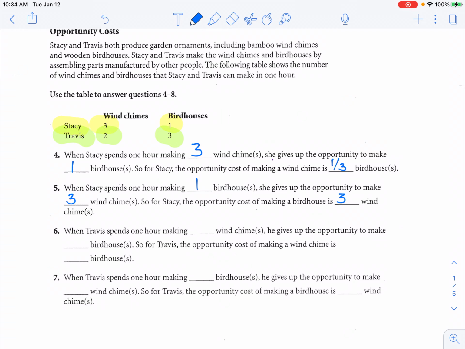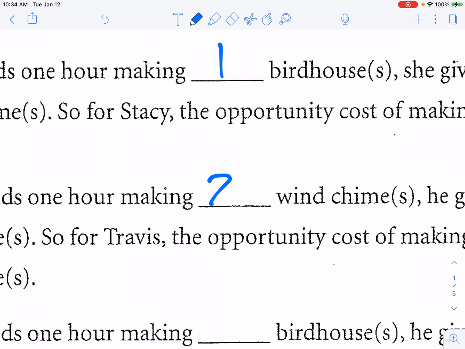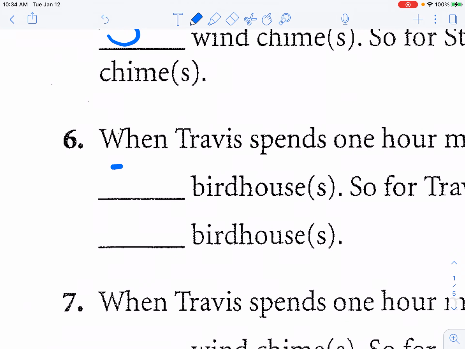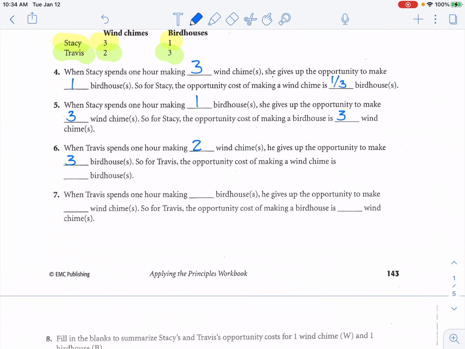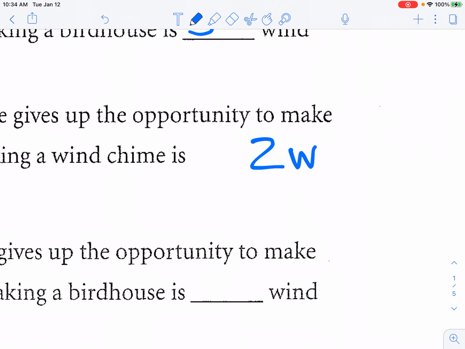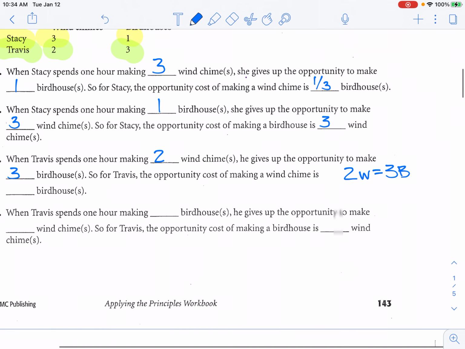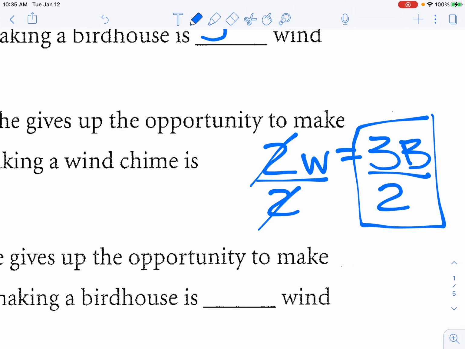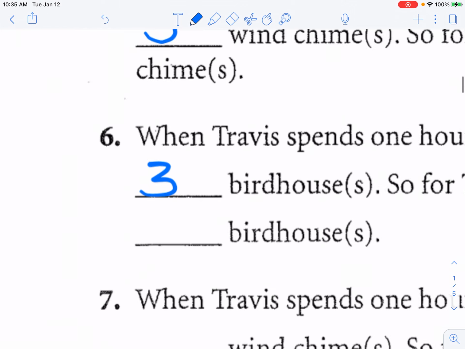Now when Travis spends 1 hour making, let's see on the chart, he can make 2 wind chimes. He gives up the opportunity to make 3 birdhouses. So for Travis, his opportunity cost of making a wind chime, which he can make 2 of, or he could be making 3 birdhouses, and we want to know what's the opportunity cost for making a wind chime. So we're going to reduce the wind chime side down to 1, is 3/2, which is the same as 1.5 or 1.5 birdhouses.